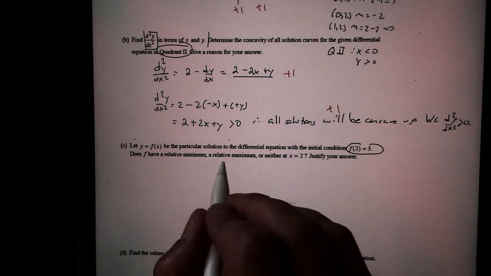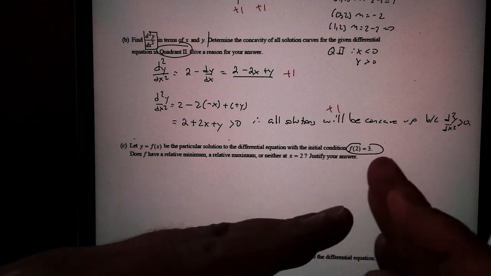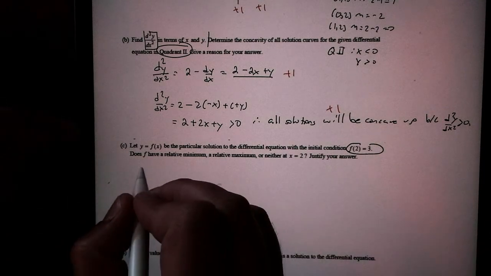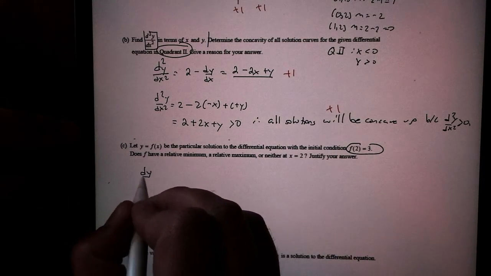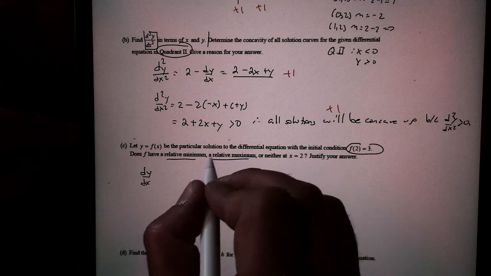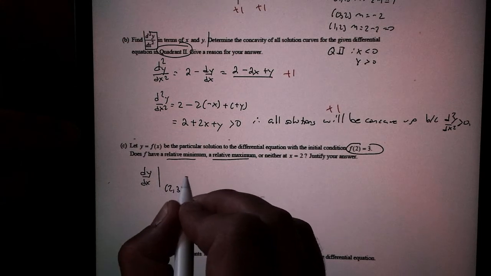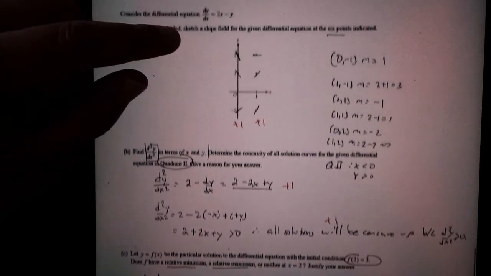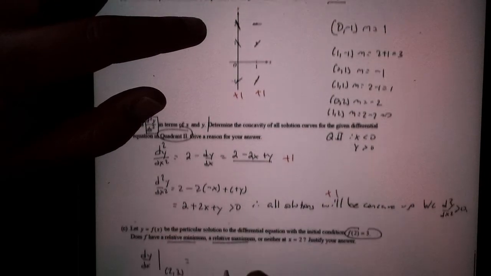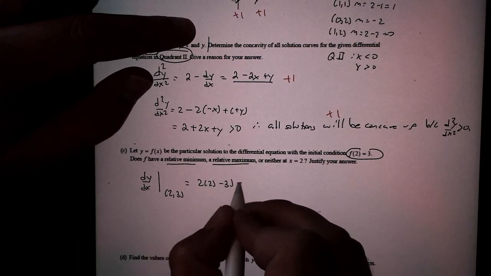Does f have a relative minimum or maximum or neither? You don't have to solve the function in order to do this. You just have to use your derivative test. So if I want to find the derivative, dy dx, see, if I want to do relative max or mins, remember, this is my first derivative test. I can just plug in the point at 2, 3. And if I plug in 2, 3 into my original function, I'm going to get 2 times 2 minus 3, which is 1.